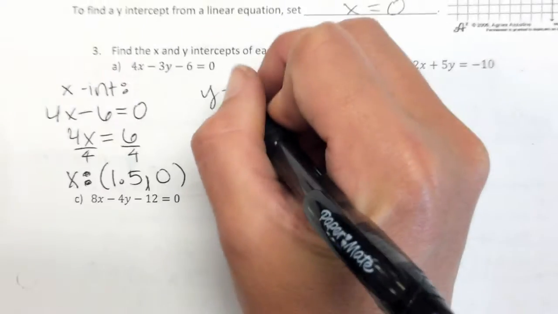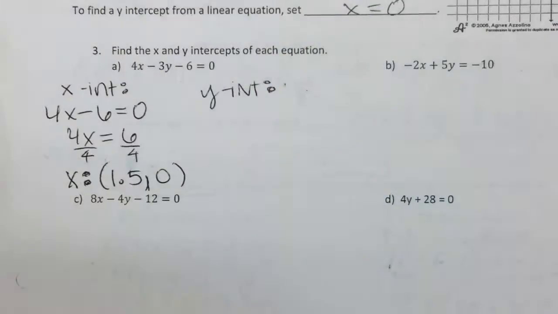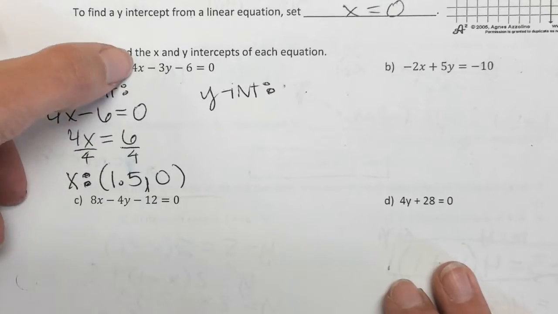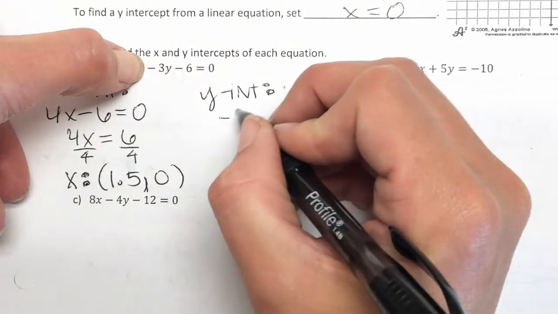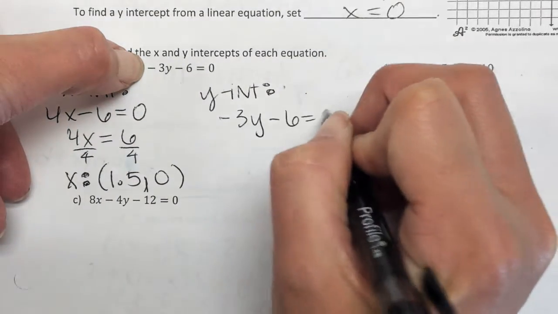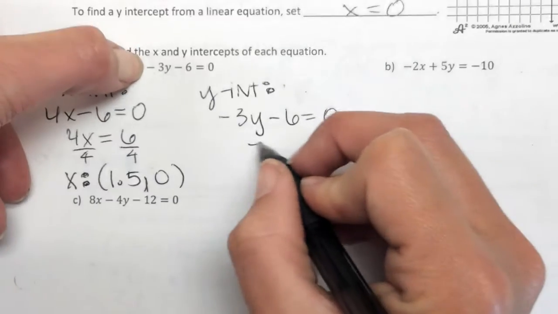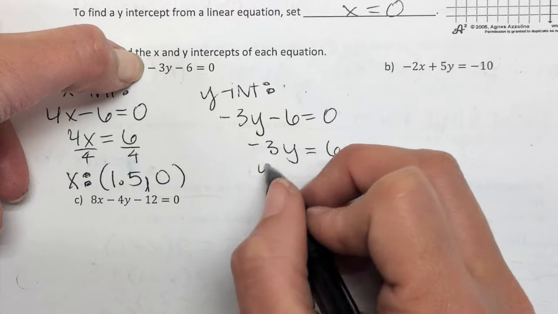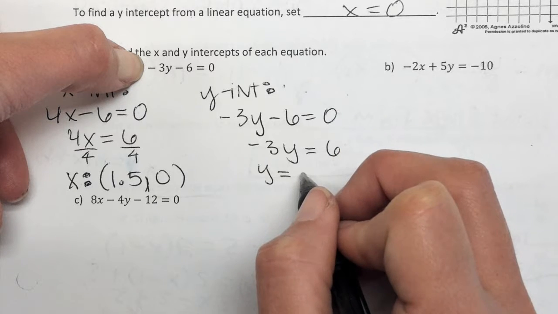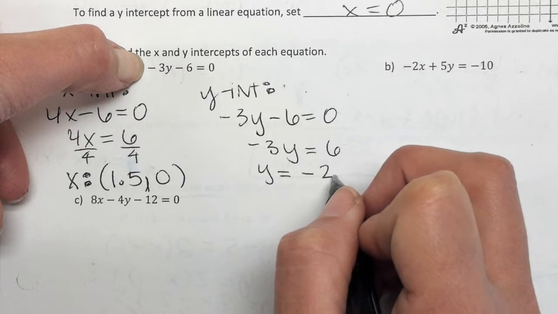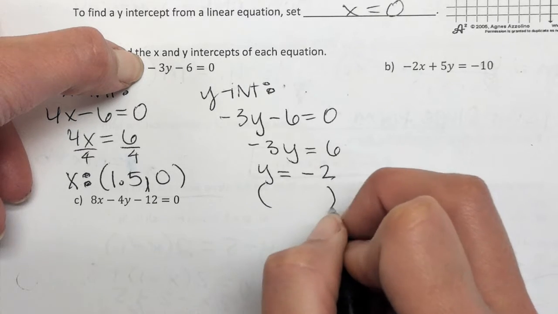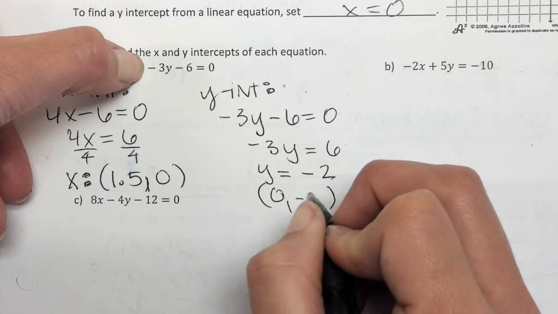So for your y-intercept, if I set what to 0? X. Yeah, x to 0, I'd get negative 3y minus 6 equals 0. Yeah, add 6. Okay? Then what? Divide by negative 3. They give you what? Negative 2. Now, Alyssa, tell me how I could write this as a coordinate point. Very good.